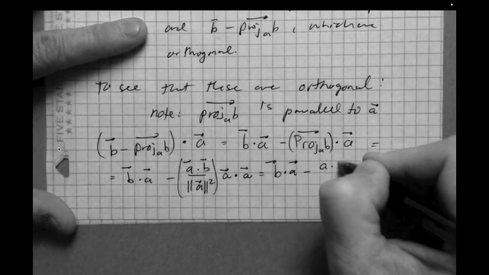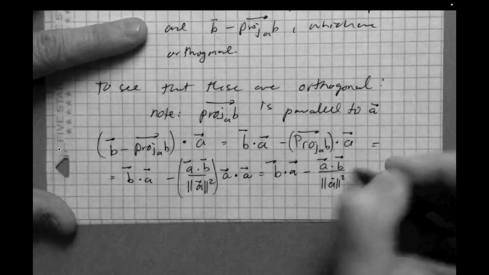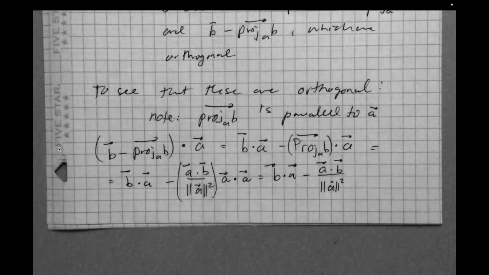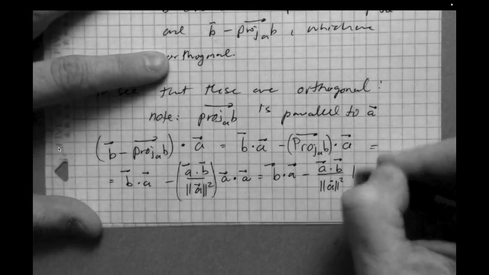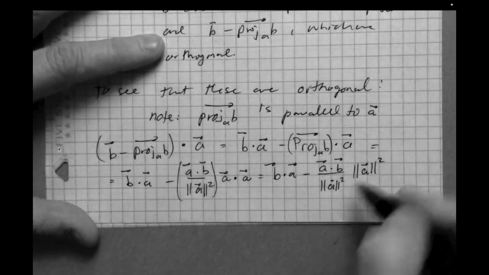And this is still A dot B over the norm of A squared. Now, what is A dot A? What happens when I dot a vector with itself? That's the same as the square of the norm, right? We saw this early on, right? So you get this. And then look at what happens.